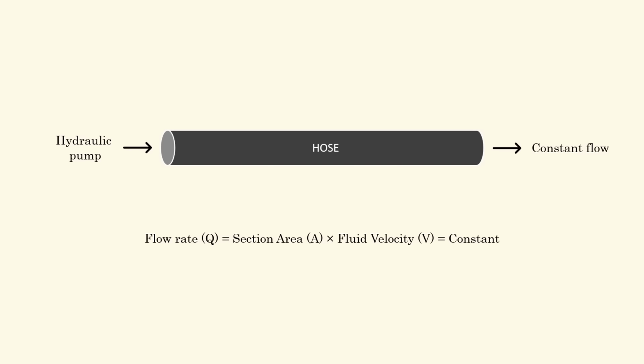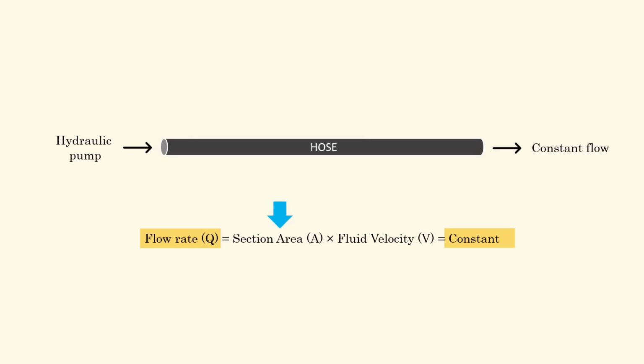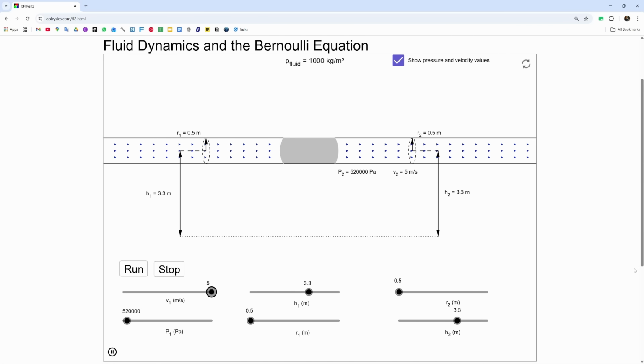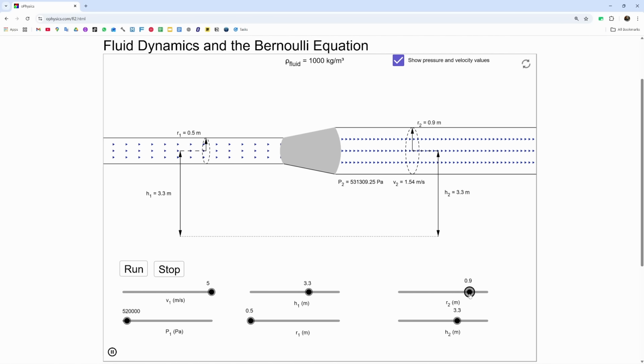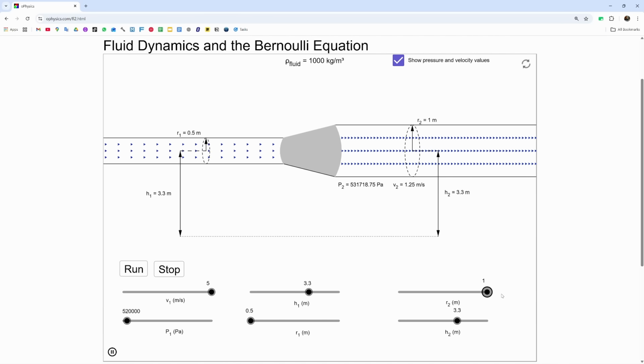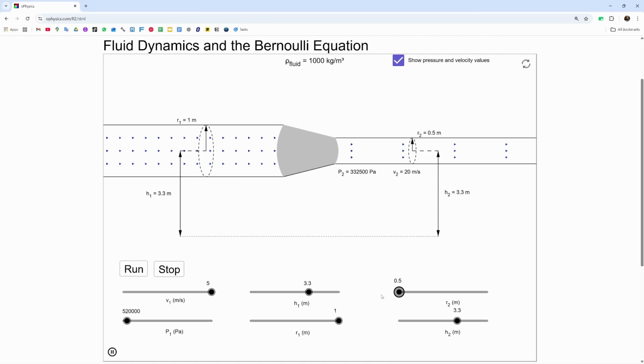That means if we increase the hose cross-section area, then to maintain the constant flow rate, the oil velocity decreases. If we decrease the hose diameter, the oil velocity increases. This can also be felt intuitively. In this simulation, when I am increasing the hose diameter, the oil flow velocity slows down. And when I am decreasing the hose diameter, the oil flows faster.